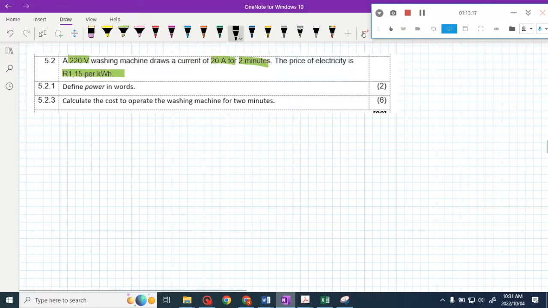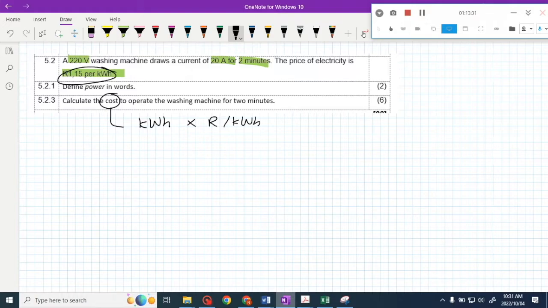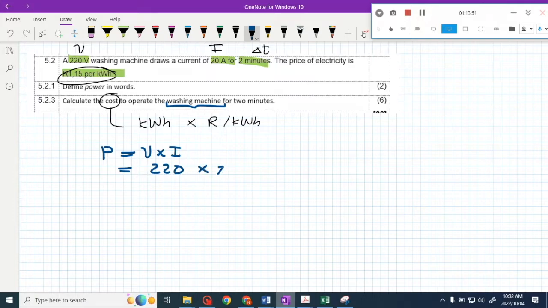When we are trying to calculate cost, we take the energy in kilowatt hours and we multiply it by the tariff, which will be in rands per kilowatt hour. Here they gave you the potential difference, the current, and the time. Step number 1, we need to find out what the power of this washing machine is. Power is equal to V times I. So we're going to say 220 times 20.